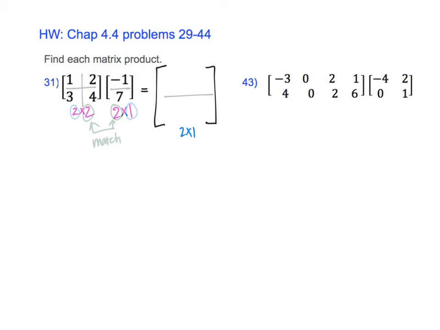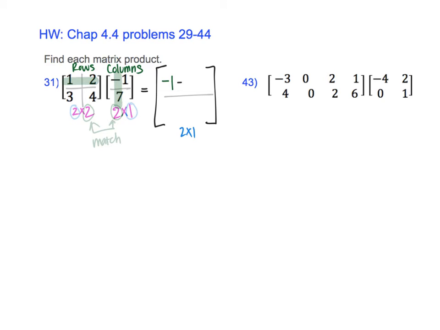So I'm going to take the first row, and like I said, you always want to use the rows from this matrix and the columns from the other matrix. So I'm going to take the first row. Oh, that's kind of small. Let me make that a little bit thicker. There we go. I'm going to take the first row and multiply it by the first column. And when I do this, I'm going to take the first number in this row and multiply it by the first number in this column. So 1 times -1 is -1.